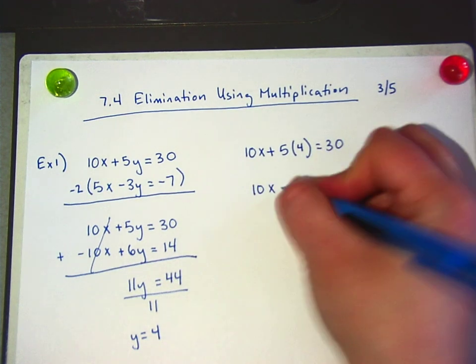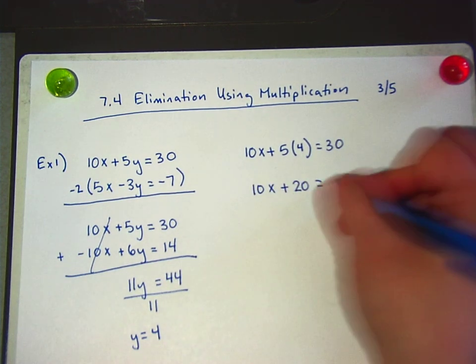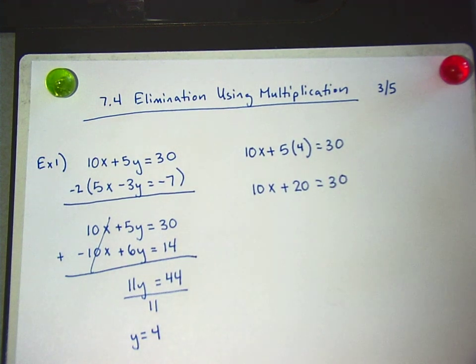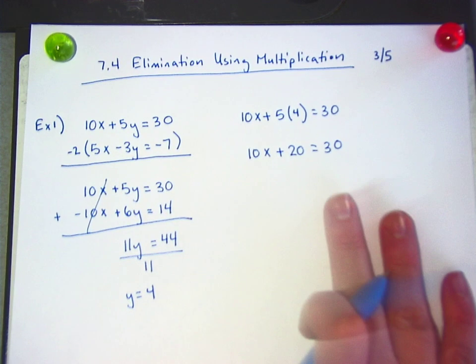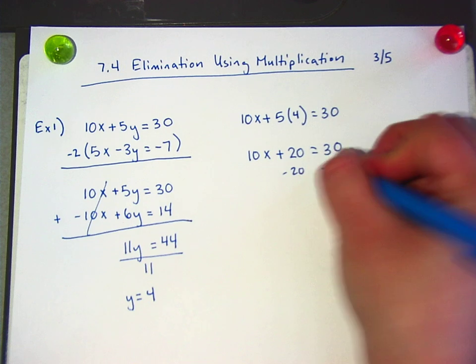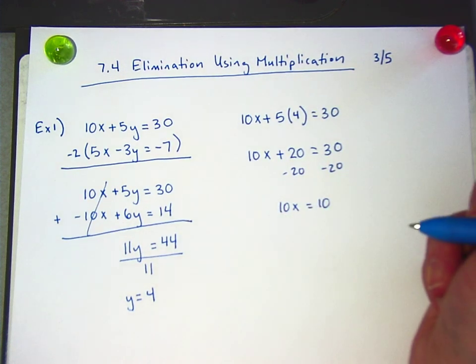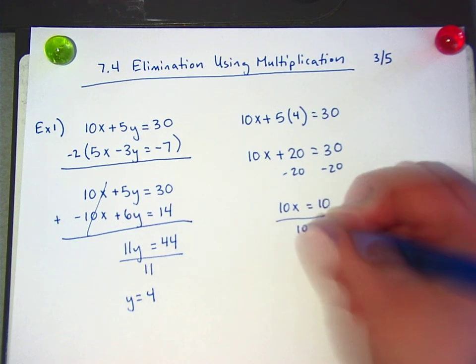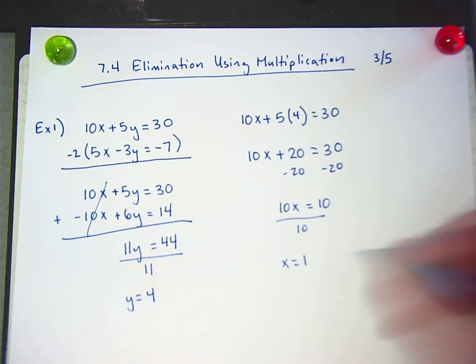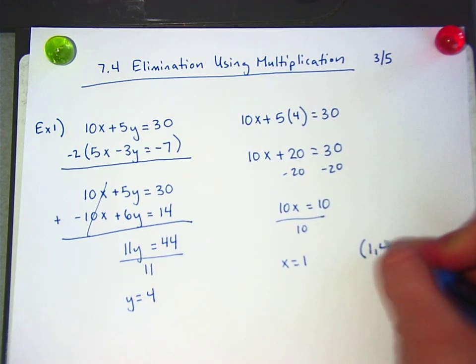That's 10x plus 20 equals 30. And then to solve it? Minus 20 on both sides. Now I've got 10x equals 10. And then? Divide by 10. x equals 1. So my answer now is (1, 4).